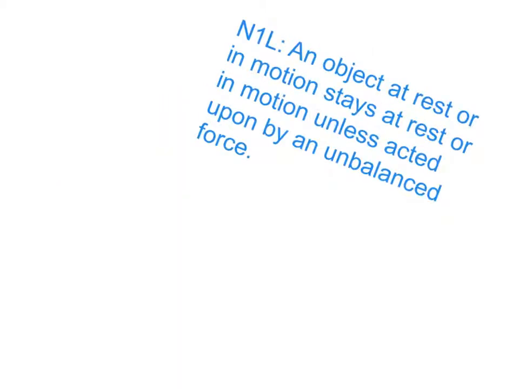Newton's first law states an object at rest or in motion stays at rest or in motion unless acted upon by an unbalanced force. That means the sum of the forces would have to equal something other than zero. Okay, so what does this mean?